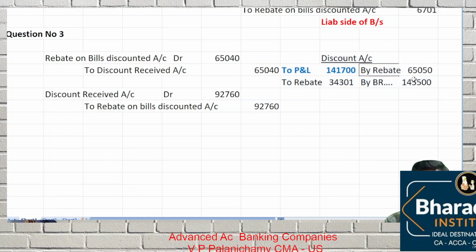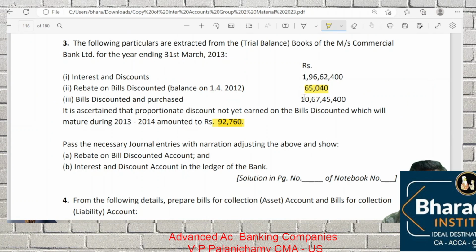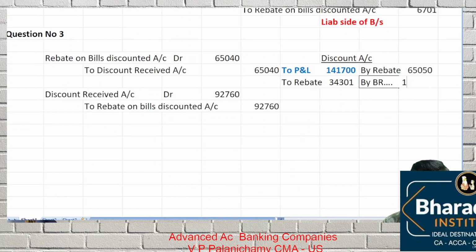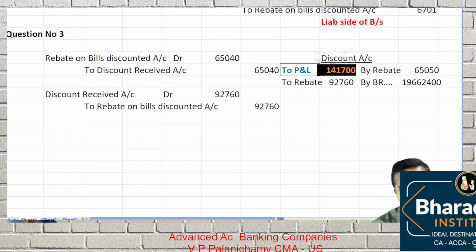So by rebate, the opening balance, the discount received during the year is then 19,662,400. The closing rebate we know is 92,760. The balancing figure will be transferred to P&L account. Transfer the balance to P&L account.